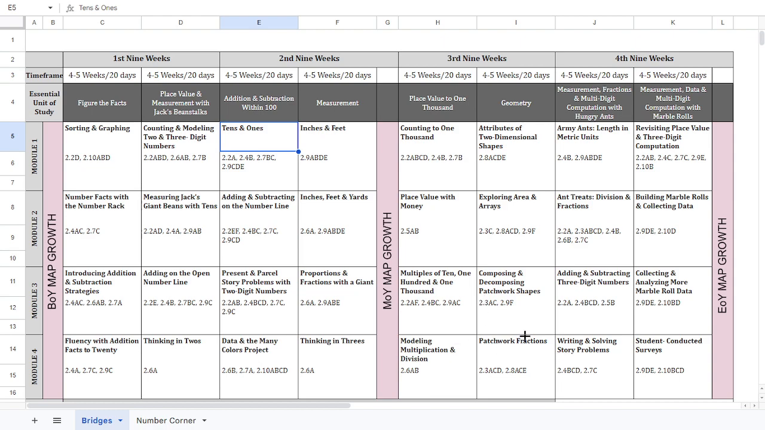Then we do some measurements. So we teach them metric units. We teach them the divisions and fractions. So how do you do division with fractions? Then we start adding and subtracting 3-digit numbers. So how you do 3-digit numbers. Then at the end we will start introducing word problems. I know in first grade we have also worked on word problems for the entire first, second, and third 9 weeks.